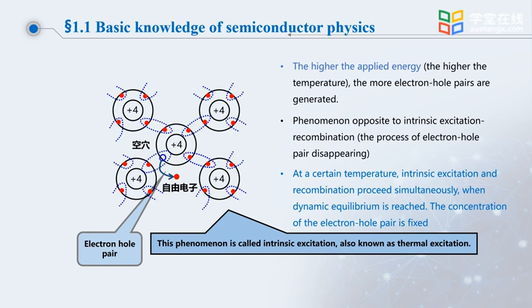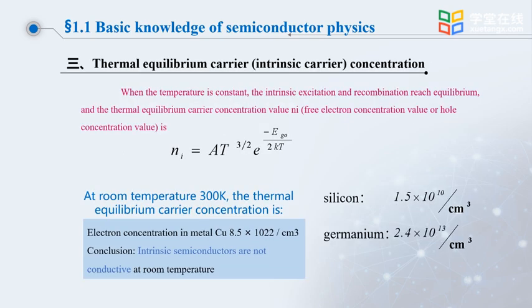At a certain temperature, intrinsic excitation and recombination occur simultaneously, and when they reach dynamic equilibrium, the concentration of electron-hole pairs remains constant. We can use the symbol Ni to describe the value of the carrier concentration at thermal equilibrium. This concentration value can represent either the hole or the free electron, since they have the same concentration.